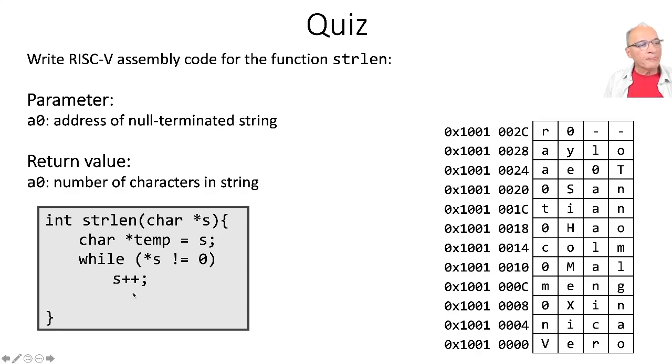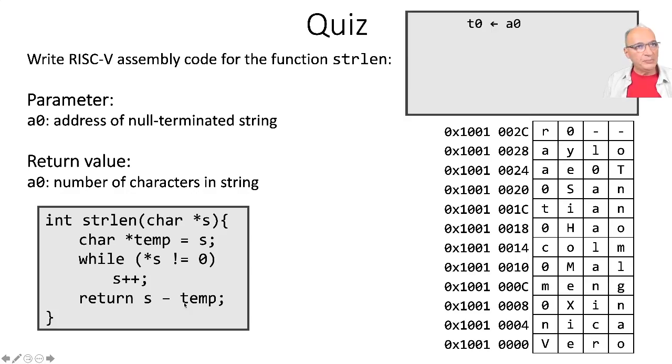In C, when we have a loop statement like this that contains a single statement, you don't need the brackets. And in the end, I'm going to return the difference between the address of the null character that I found and the initial address of the string, and that will give the length of the string.